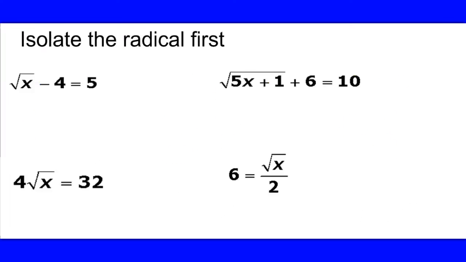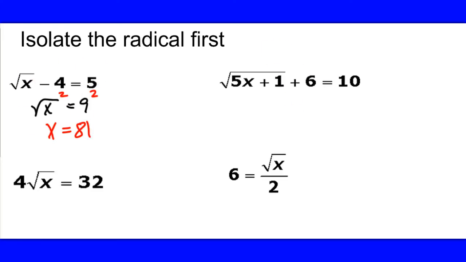Now, not all the time is the radical sign already by itself. So if it isn't, for the most part, what you need to do is get it by itself. So here I would start out by adding 9 to both sides. Adding 4 to both sides. That gives me the square root of x is equal to 9. Then finish it by squaring both sides, and I get x is equal to 81. Again, you can check that answer very quickly, and it works.